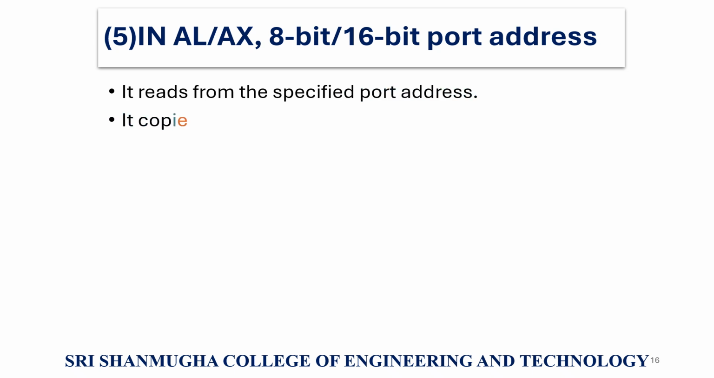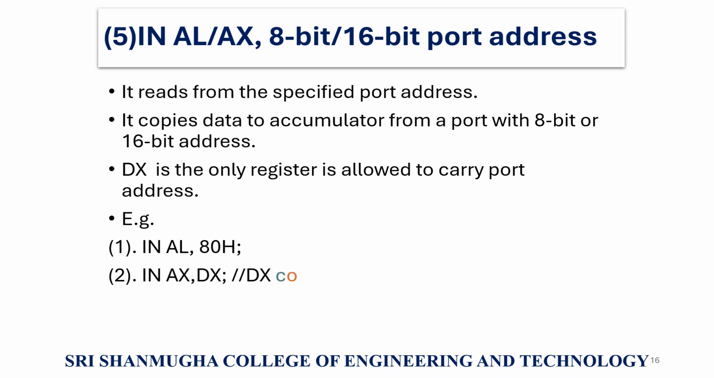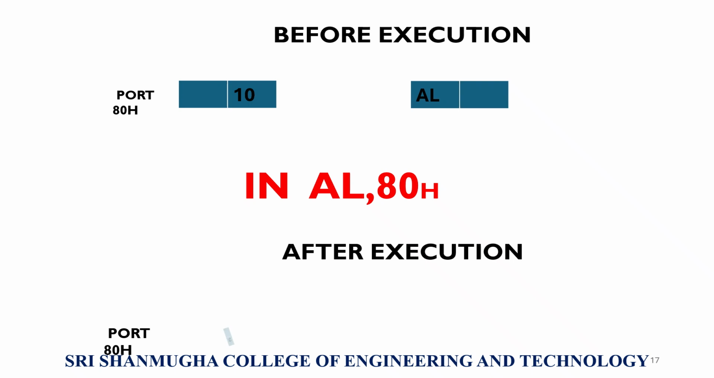When you want to communicate with externally connected devices, you can use two different instructions, IN and OUT. IN is used to read data from a specified port address. To specify the address, you will be using the DX register. DX register will have the port address. So IN AL, 80H means 80H is the port address, so the data from the port address will be copied to the AL register. Or you can give IN AX, DX. Now DX represents the 16-bit port address. So it's an example. You can go through that.